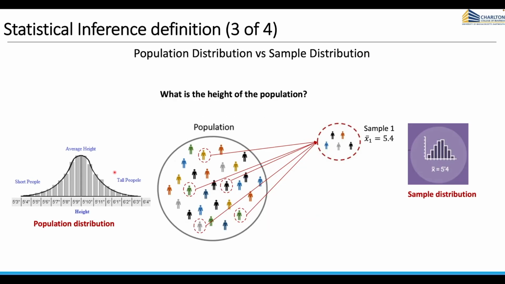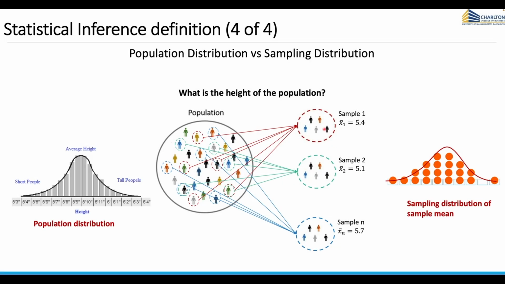Let's assume that we are interested in understanding the height of the population. We have the target population with a distribution over the height. We call this the population distribution. Most of the time, if the population is large, this distribution is normal. Then we take a sample of size n, here 5 people, from the population. We can build a distribution over the height of these people, and we call that the sample distribution. The sample distribution is the frequency distribution of the height of people within one single sample.